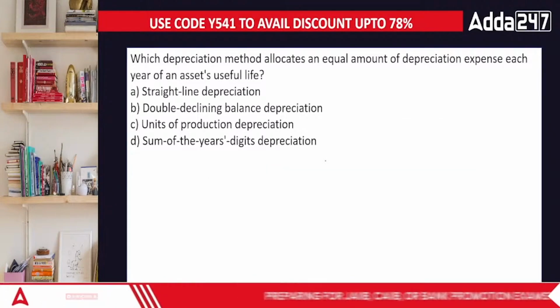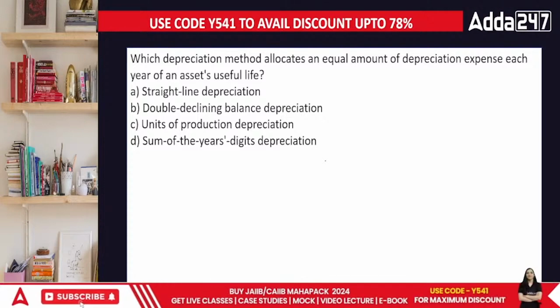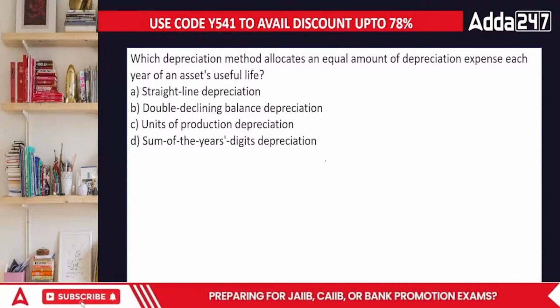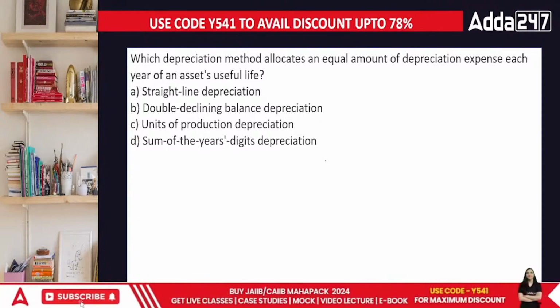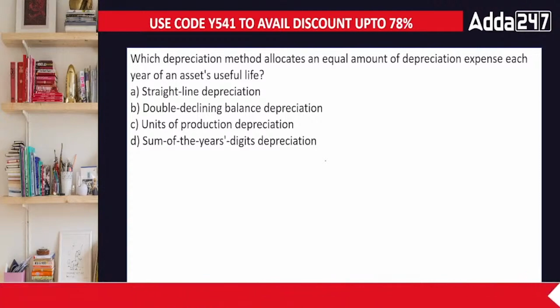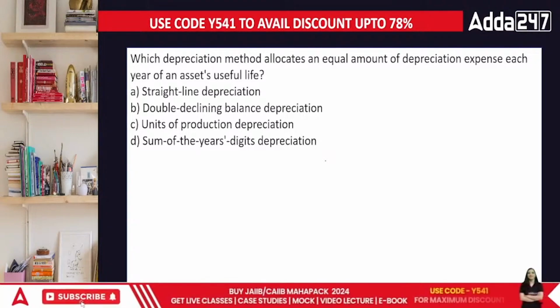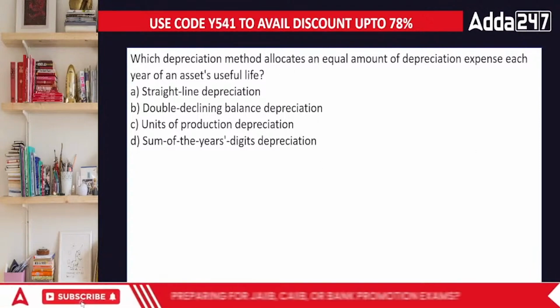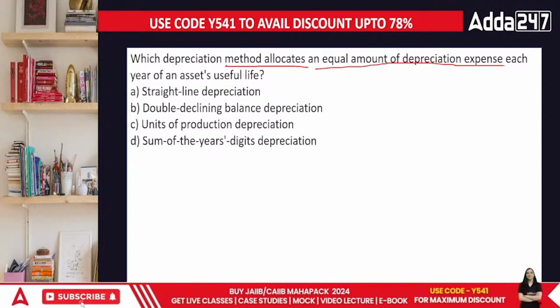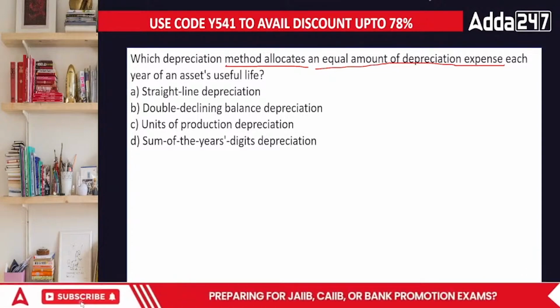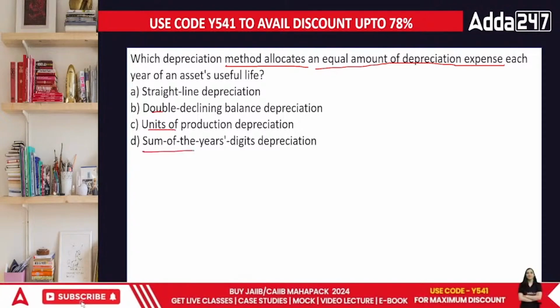Which depreciation method allocates an equal amount of depreciation expense each year of an asset's useful life? Straight line depreciation, double declining balance depreciation, units of production depreciation, or sum of years digits depreciation. Which method of depreciation allocates an equal amount of depreciation expense? Straight line, double declining, units of production, or sum of the year digit.